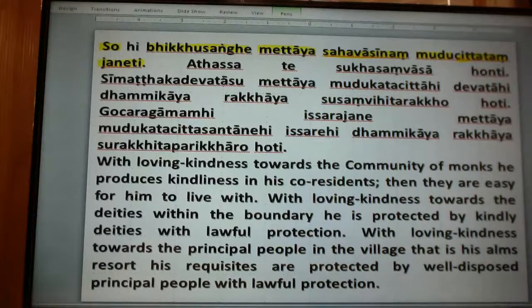Staying comfortable together. Okay, so attano assa te sukha samvasa honti. That's why they have a very soft mind. Soft mind means they can live together very happily. Sukha samvasa: no problem with each other.